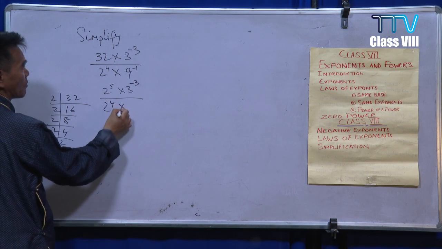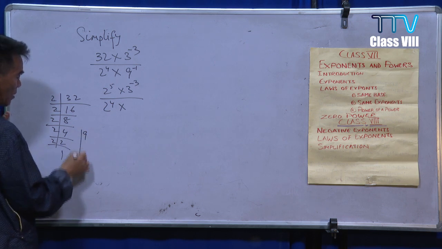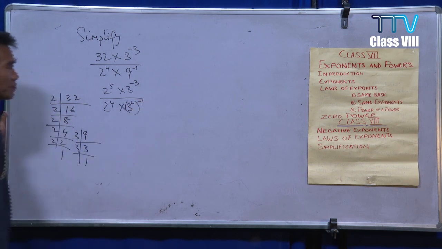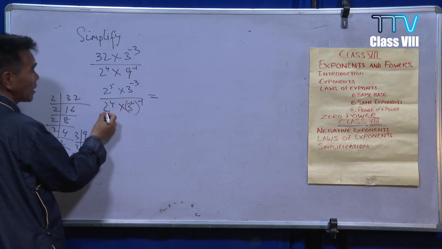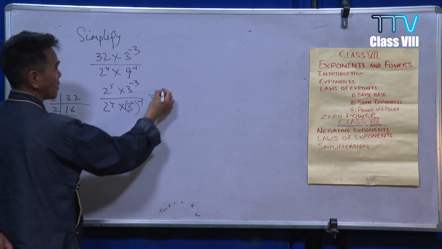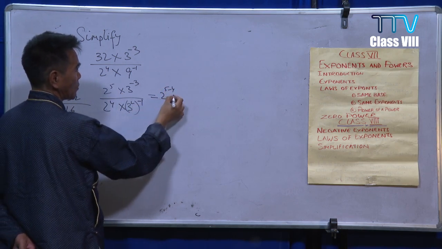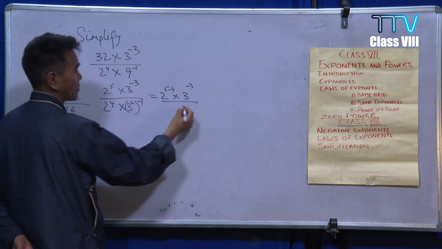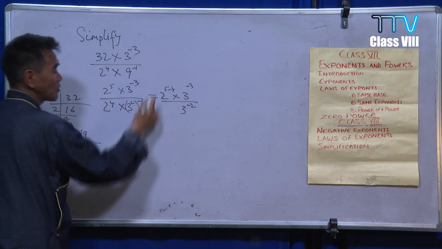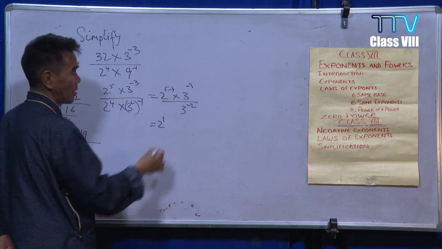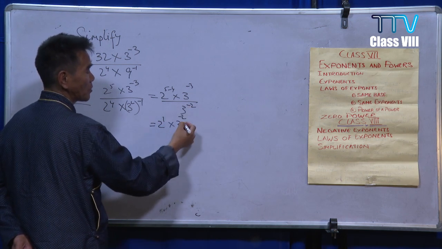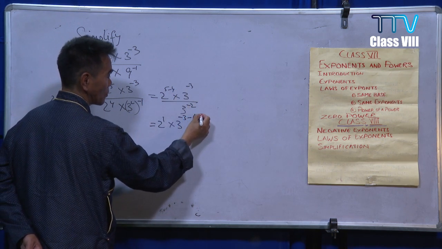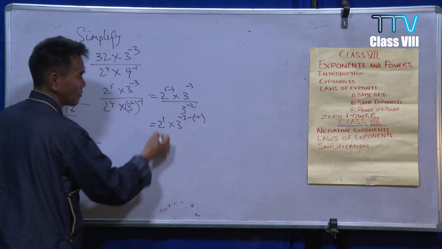2 raised to power 4 multiplied by 9; 9 has factors 3 and 3, so 3 raised to power 2, raised to power -1. The basic one: division of power, so minus -2. So we get 2 raised to power 5 minus 4, which is 2 raised to power 1, means 2.